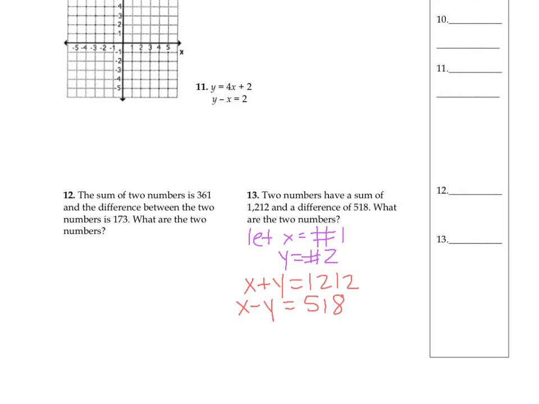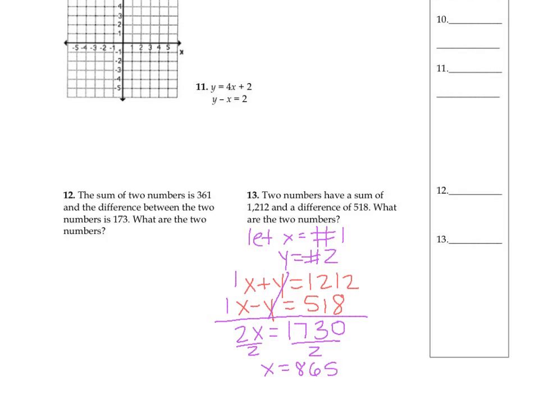So the easiest thing we can do is just to use the elimination method, because we already have a positive y and a negative y, so those will just cancel. Then when we add our x's, we have 1x plus 1x is 2x, and when we add 1,212 and 518, we get 1,730, which we then will divide both sides by 2. We get x equals, using our calculator, 865.